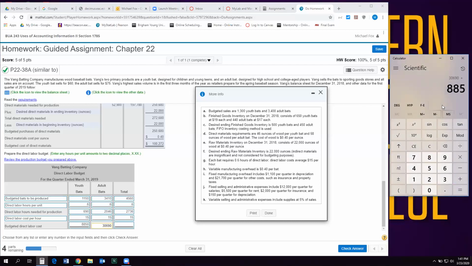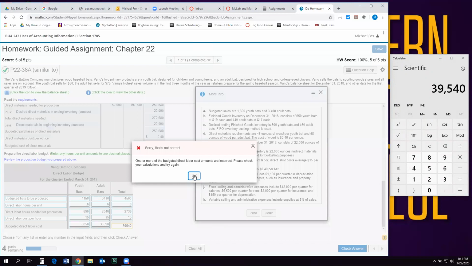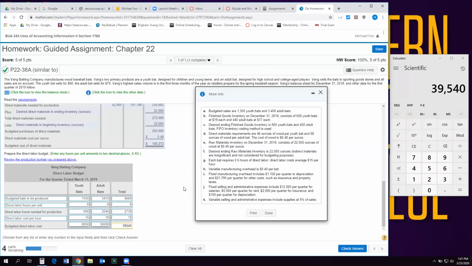30,690 plus 88.50 is our total direct labor costs, $39,540. So what's happening is we start with units, and as we work our way down, we get to the cost of those units. So we're going to have 100,272 in direct materials and 39,540 in direct labor. Whoops, looks like I made a mistake. So let me see what I did wrong.